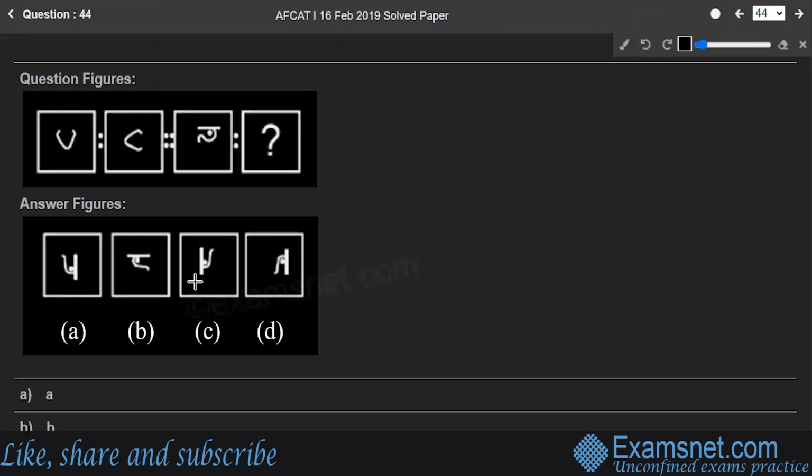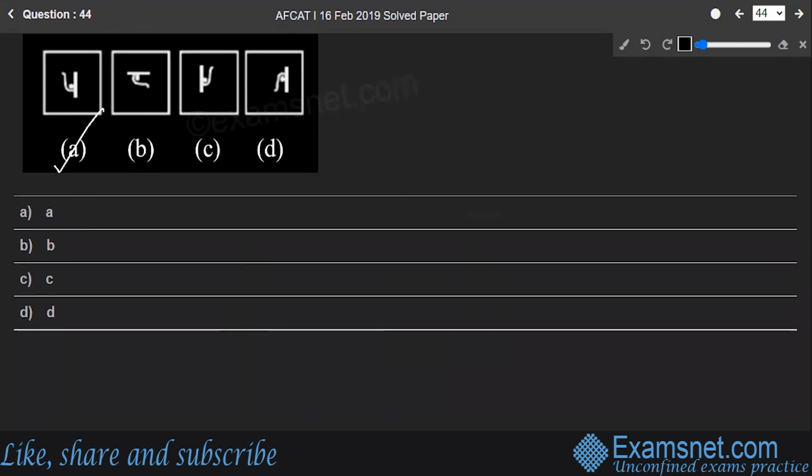Next is question number 44. So there is a figure. Some relationship exists between these two figures. The same relationship exists between these two figures. You have to find out what will come at the place of the question mark, right? So if you look at this and this figure, you have a 90-degree clockwise rotation. That means the same thing is applicable over here. So if you rotate this figure 90-degree clockwise, you will have option A as the answer. Simple as that, right? So we have option A as the answer to our problem.